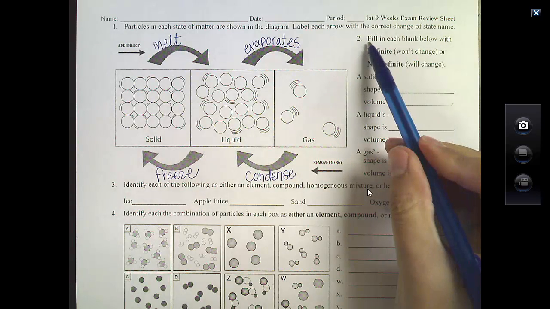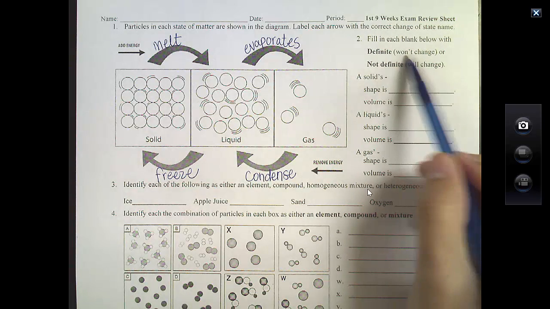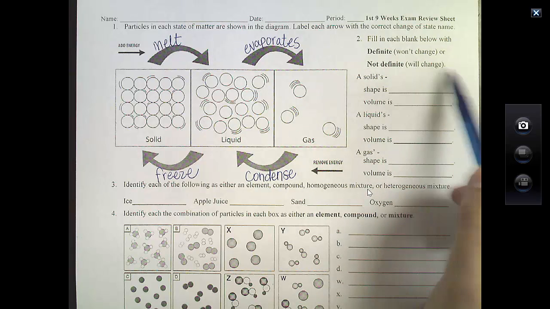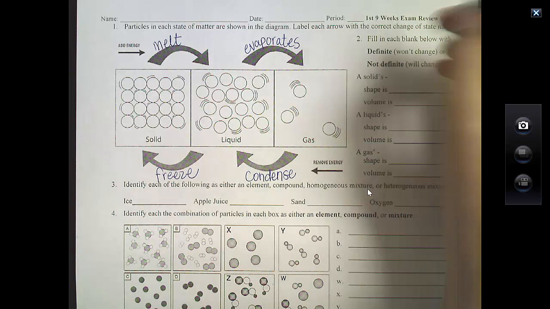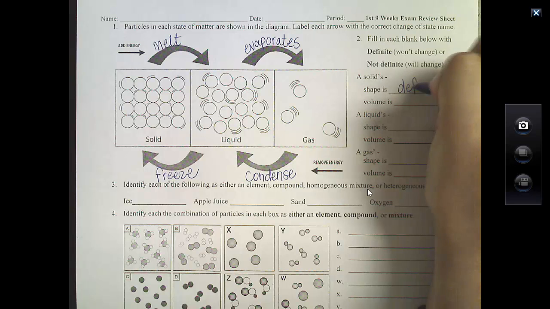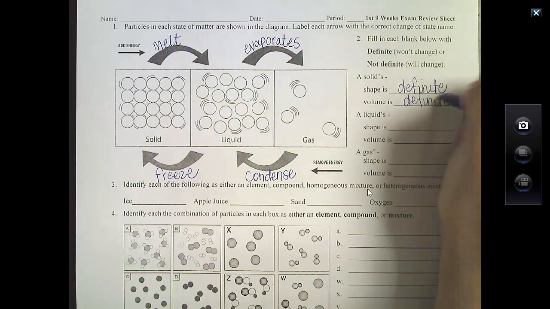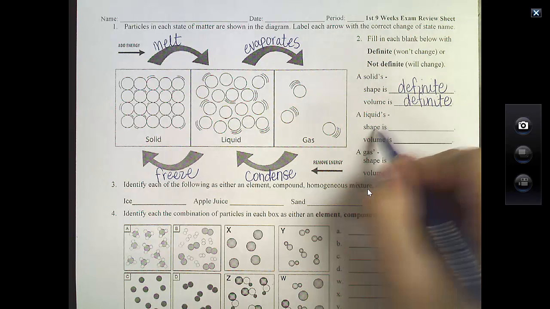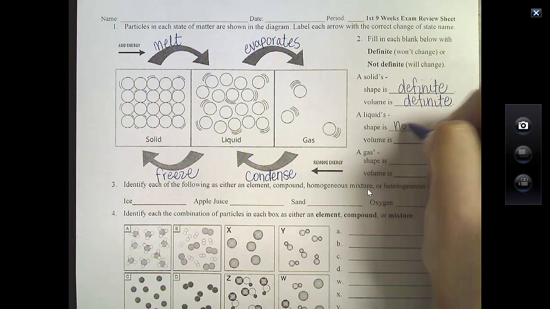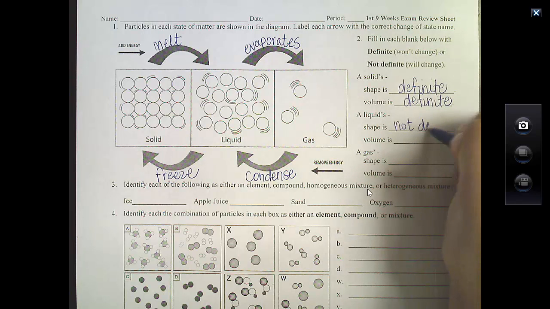The next one, number 2, says fill in each blank below with definite, which means it won't change, or not definite, which means it will. A solid's shape and volume are both definite. They do not change. A liquid's shape is not definite. It takes the shape of its container.